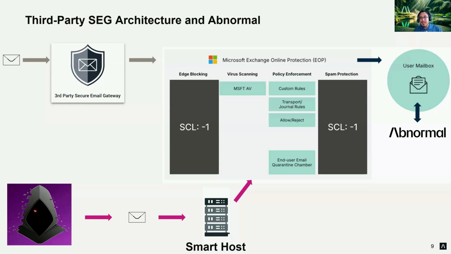So now that we've had this architecture overview, we now understand why Abnormal's API-based platform has visibility into all emails that would get delivered to users' inboxes. I'll now pass the mic over to Ryan in the demo lab so we can dive deeper live into the platform and see behavioral AI in action.